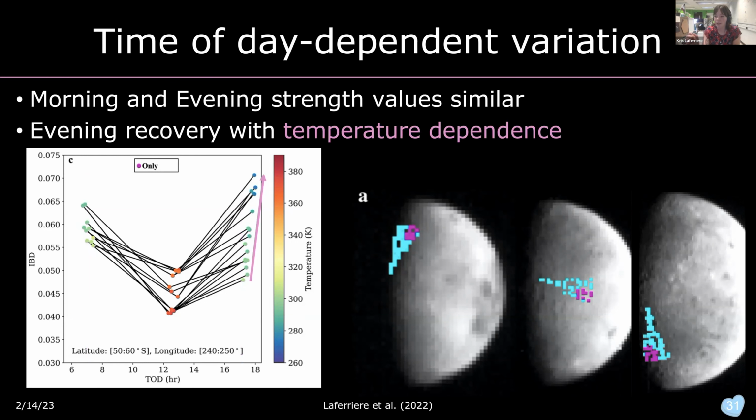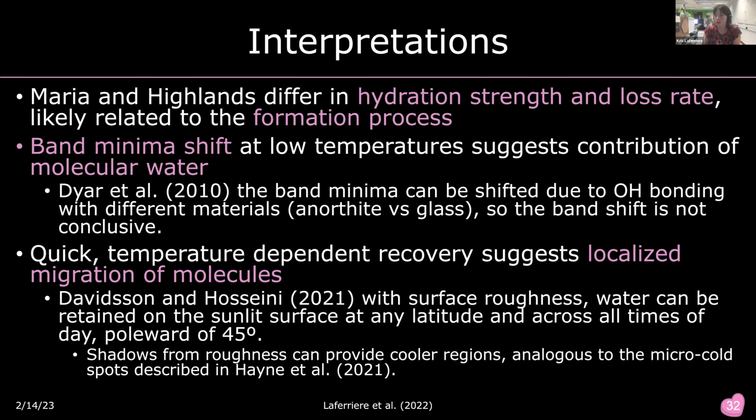But the interesting part is this really fast change in integrated band depth with temperature, especially in the evening side. And so I just wrote out some of our interpretations. We found that Maria and highlands differ in hydration strength and loss rate, most likely related to the formation process of that hydration itself.